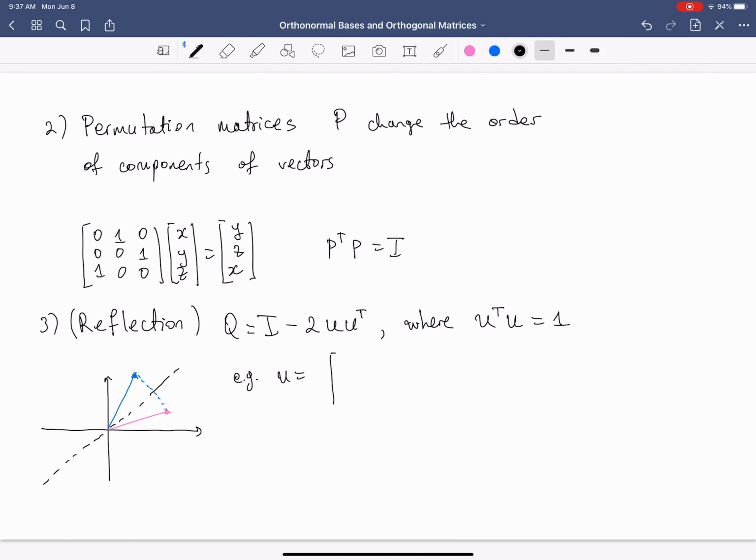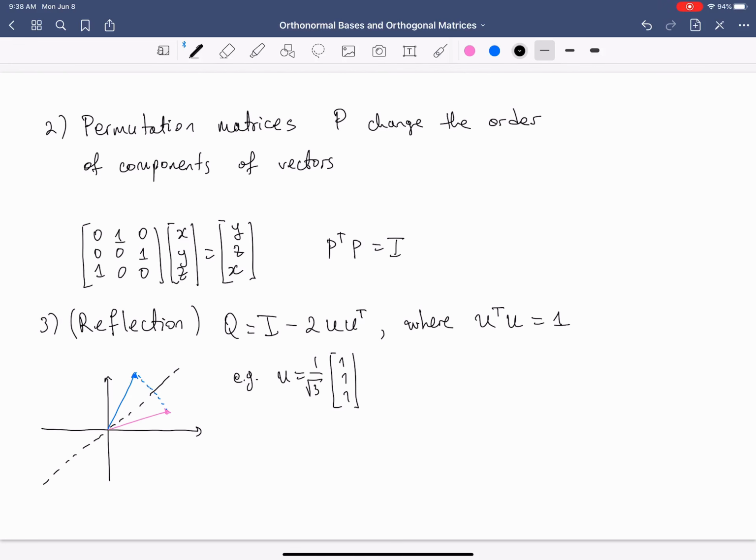well, any vector, for example, 1, 1, 1. The problem is that U transpose U for this vector is 3, and I would like it to be 1, so I better divide by the length of this vector. The length is root 3, so if I do 1 over root 3, I'm going to get a unit vector. So literally any vector that is not the 0 vector can be made into a unit vector by simply dividing by its length.